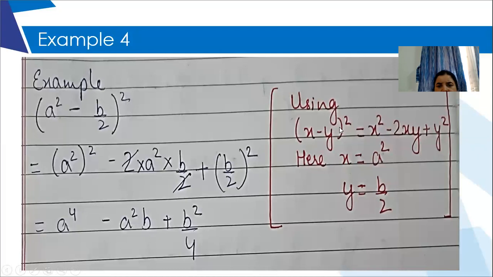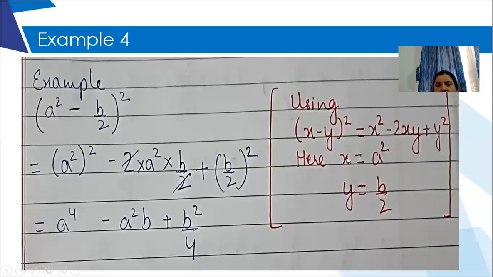First thing, after writing the question, you straight away think about the identity which you are going to use and write the spread of that identity. So x minus y whole square is x square minus 2xy plus y square. Please first understand, then I will give you time to write. Understanding is more important than copying.